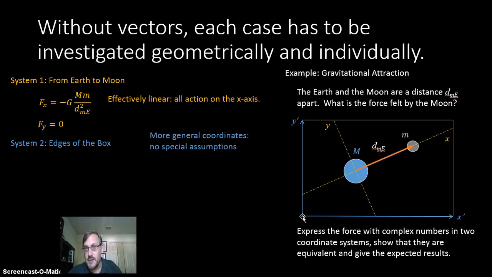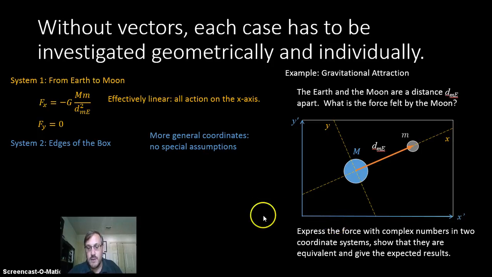I've made no special assumptions at this point. This is perfectly fine. We could do the same thing with our vectors or our complex numbers. In fact, we will. Only when we do that with the complex numbers and so forth, it's actually going to be a little bit easier for us to manipulate things. So now we've got this other coordinate system, and we want to figure out what the force is.